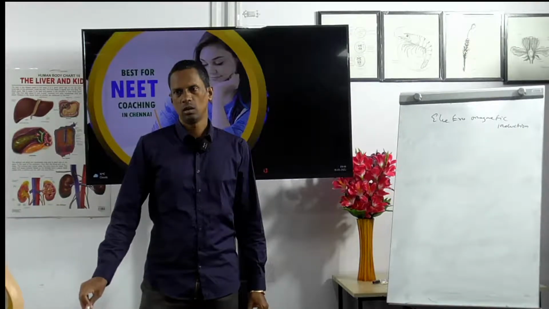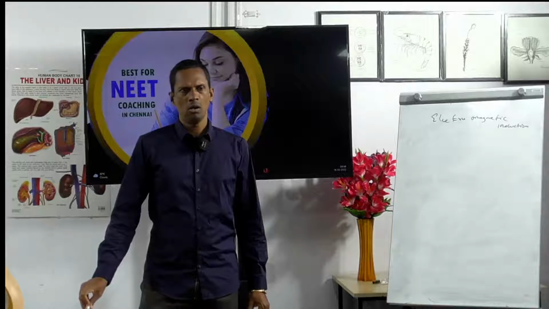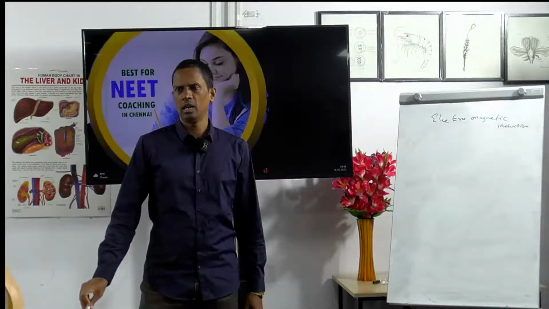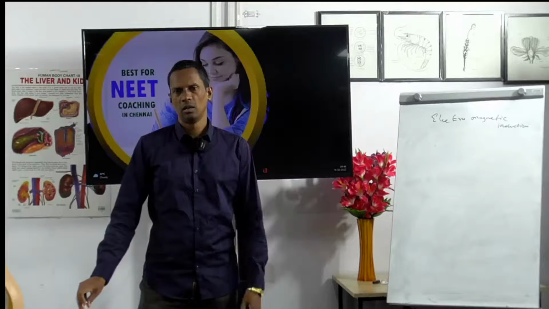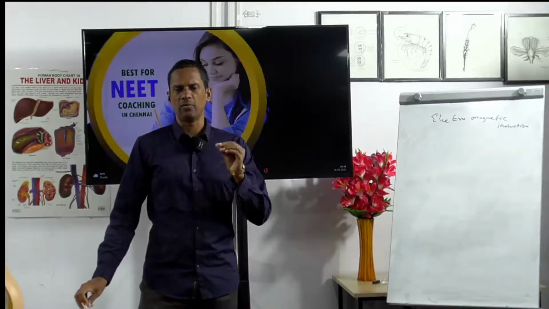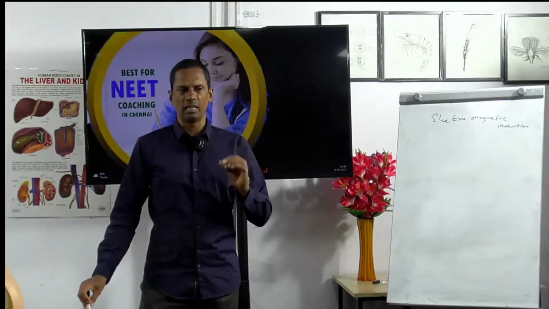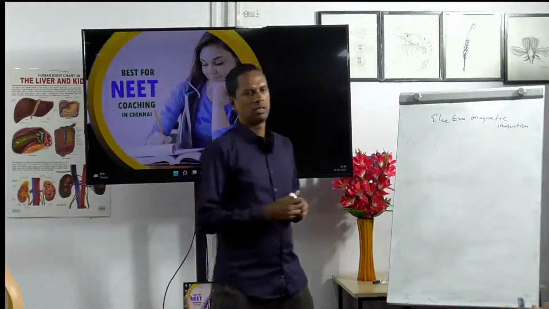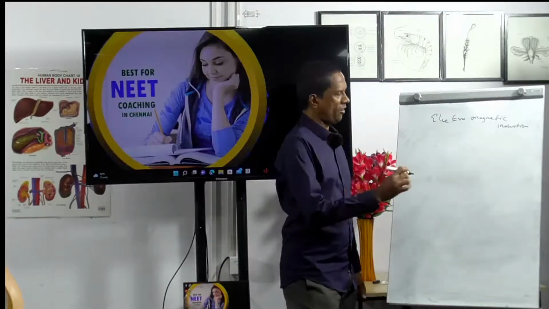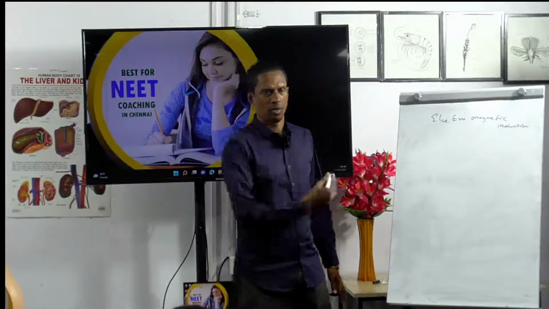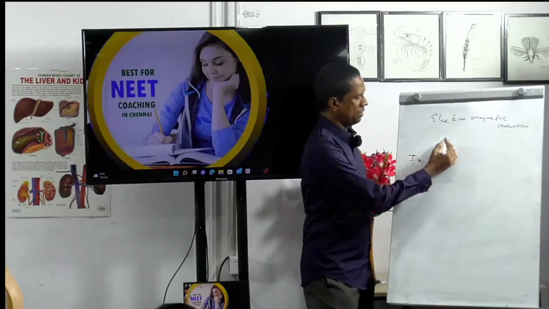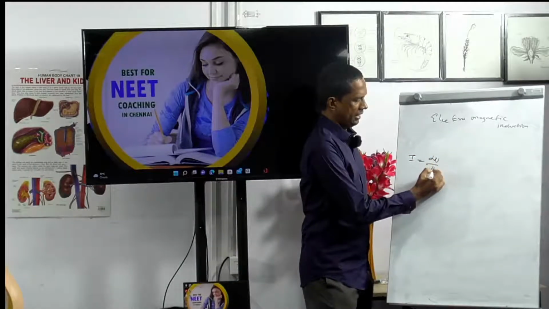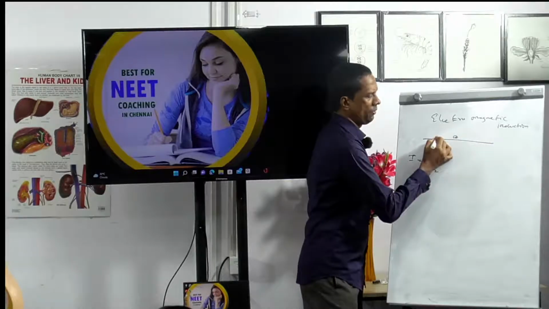Yesterday I told you and taught you the diagram. I asked a simple question yesterday: what is current? Flow of charges, or flow of electrons. I is equal to dq by dt. The Q will flow like this.